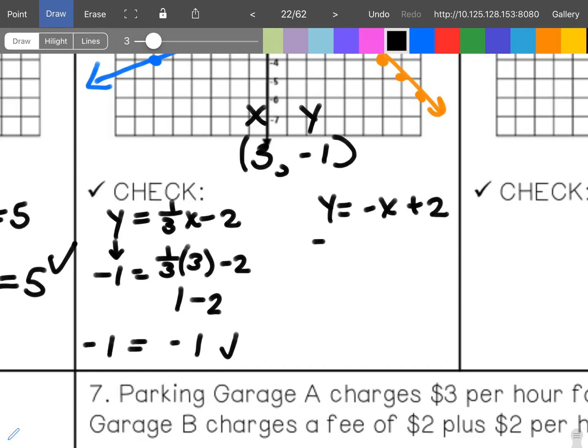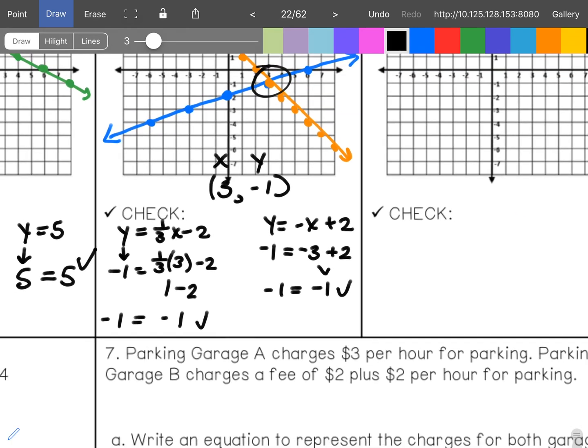All right, let's try the other side. Y is -1, x is 3. Well, this says -x, so we're going to have to put a -3 plus 2. -3 plus 2 is -1. So it works, so our solution is correct.